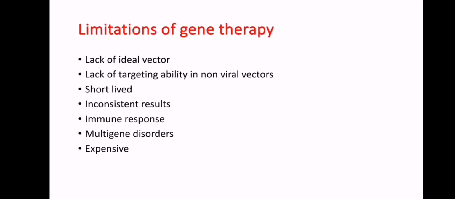What are the limitations of gene therapy? Lack of an ideal vector is a problem. There is a lack of targeting ability in non-viral vectors. We have seen that in non-viral vectors, they remain as epichromosomes. Gene therapy is a short-lived one. It is producing inconsistent results. It produces immune responses and multi-gene disorders, and it is expensive.